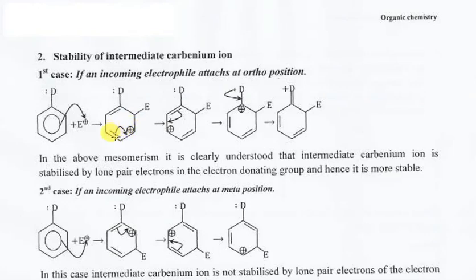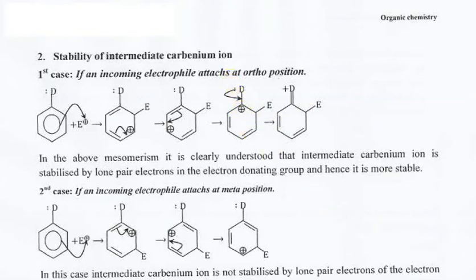electron toka kwa huyu. Akisha accept electron, positive charge atamia pale, and then finally huyu hapa ata supply pale. Akisha supply pale, maana yake huyu hapa ata supply pale electron, positive charge pale, huyu ata supply pale, ata form double bond pale. So in the above mesomerism, it is clearly understood that intermediate carbonium ion is stabilized by lone pair electron in the electron donating group, and hence it is more stable. Kwa manake tukiwa attach coming electrophile kwenye nani? Kwenye ortho position, huyu hapa atakuwa stabilized by nini? By lone pair from the attached group.